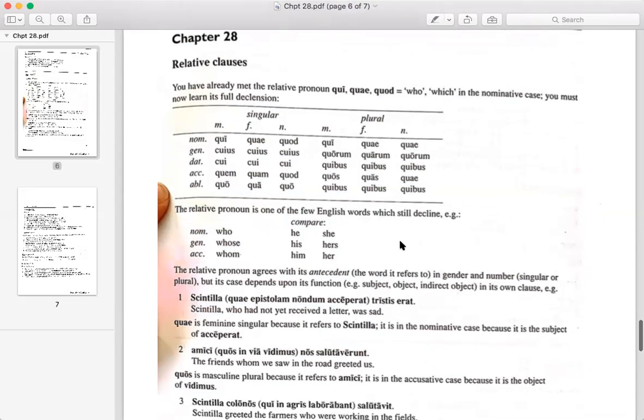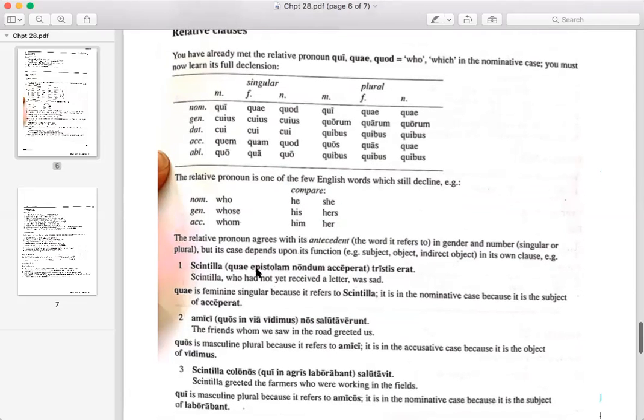The relative pronoun has to agree with the antecedent, which is the noun that it refers to, in gender and number. So it has to be masculine, feminine, or neuter according to the noun that it's referring to, the antecedent, and it has to have the same number, either singular or plural. The case is going to depend on its function in the clause itself.